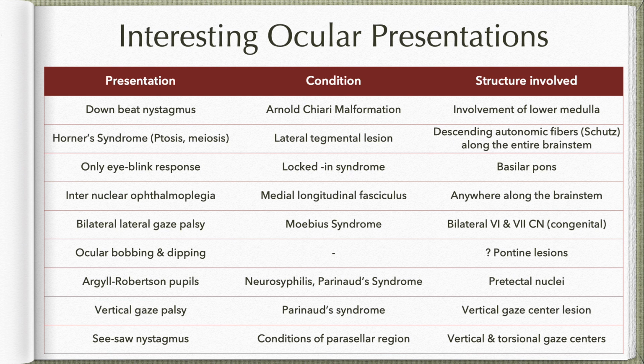Then there is a condition called seesaw nystagmus, wherein one eye will be abducting and extorting, and the other eye will be adducting and intorting, and then they will go to the other side. So the eye which was adducting and intorting will now abduct and extort, and the opposite eye will go into adduction and intorsion. So it is a seesaw, like the eyeball going from one side to the other. This is found in conditions where there is any abnormality in the parasellar region, involving both vertical and torsional gaze centers, and we see a condition called seesaw nystagmus.